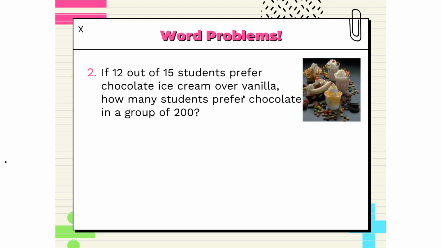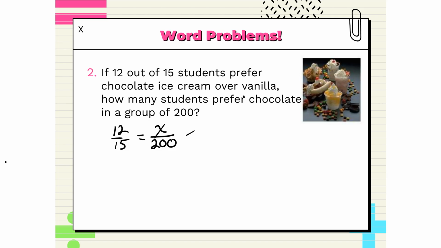Here's another one. It tells us that 12 out of 15 students prefer chocolate ice cream over vanilla, and then asks how many students prefer chocolate if you have a group of 200 students. We start with the first ratio of 12 out of 15. We know we're dealing with a group of 200 students in total, and we just want to know how many of them prefer chocolate. So the key to this is in the setup of the proportion.